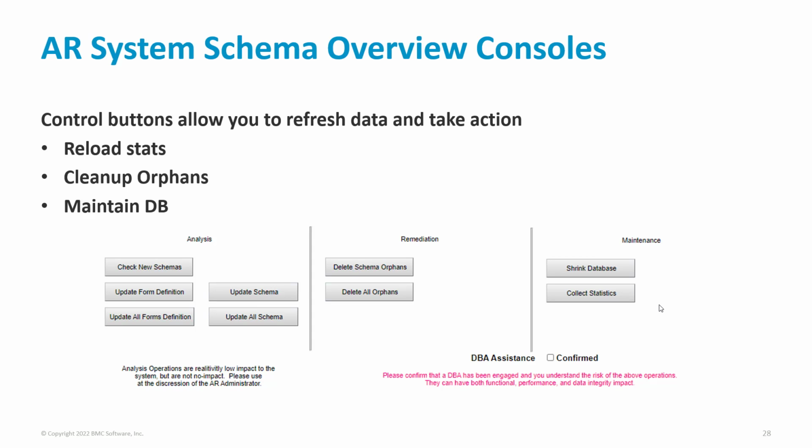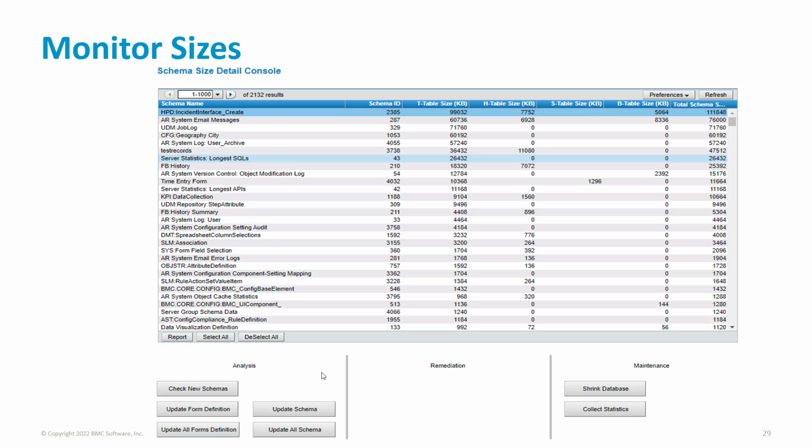Now, the shrink database and the collection of statistics is something that you really need to talk to your DBA about before you do it. Now, clicking on these buttons will go ahead and do it, but only if you click on the DBA assistance confirmed checkbox. So you take the onus upon yourself that when you did this, you had your DBA's permission to do it. So let's look a little bit more closely at the schema size detail console.